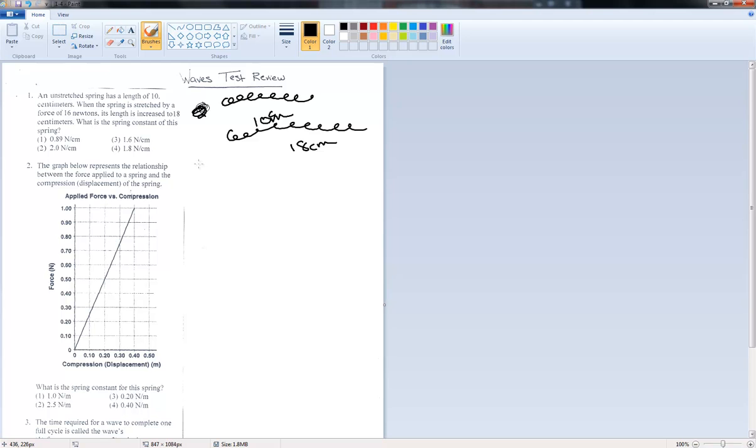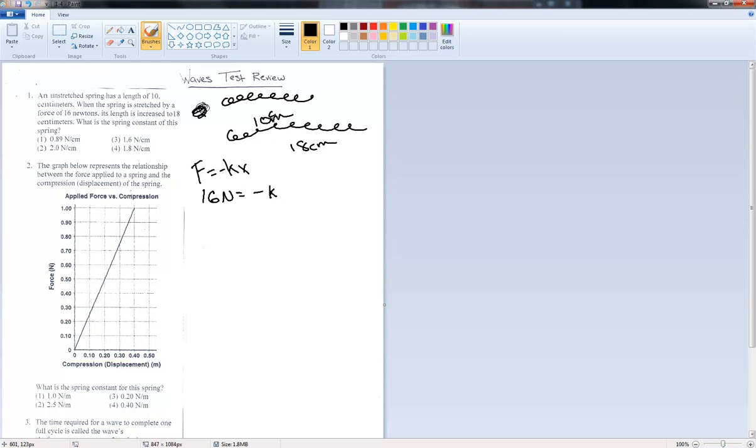So, Hooke's law, F equals negative kx. Remember, the negative just means that the force is in the opposite direction of the stretching, right? Because if you stretch it to the right, it means the force wants to act to the left. So, F is the force. They gave us that, 16 newtons. We don't know what the spring constant is. We're looking for that. And x is how far it got stretched.